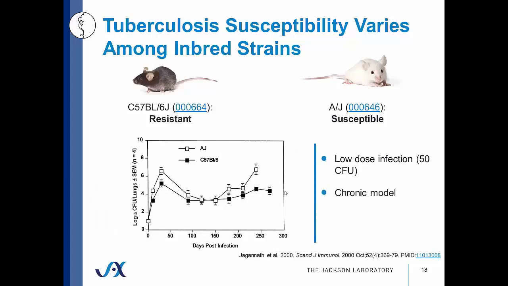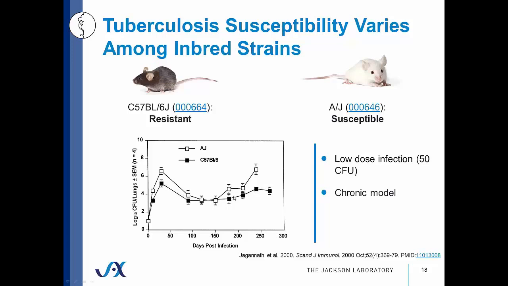In the same study, the authors also infected AJ mice and C57 black 6 J mice with a low dose of the Erdmann strain, which closely represents a chronic model for tuberculosis infection. This is commonly seen in the human population, where you see an initial rise in bacterial loads that come down over time, and then, as we can see in the AJ mice, they slowly start to rise again, indicating a chronic infection.